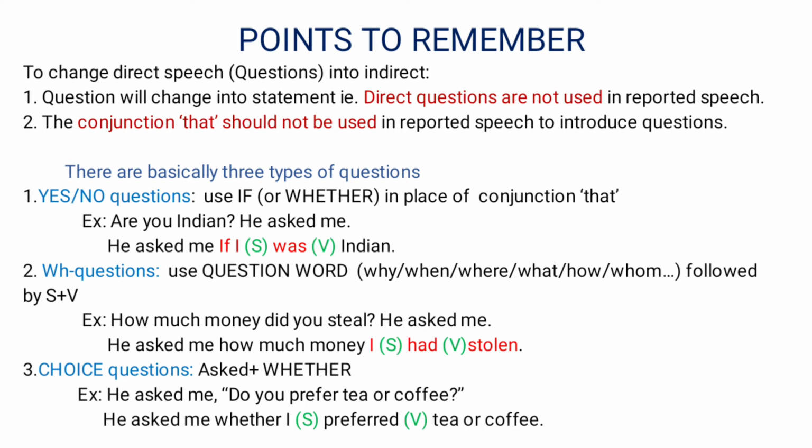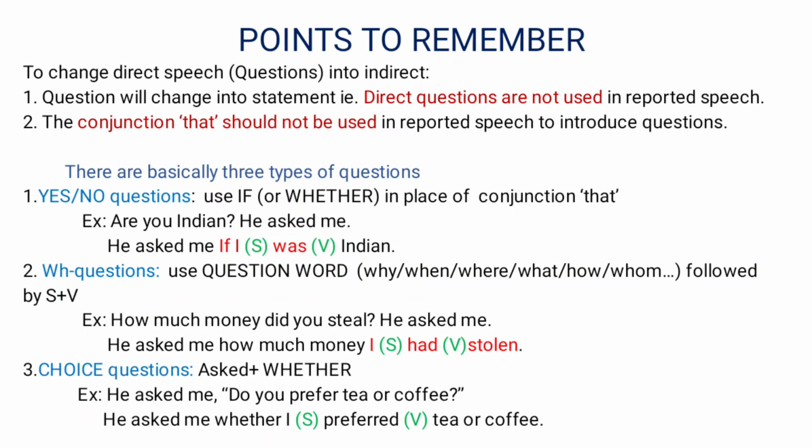Are you Indian? If somebody is going to ask you, are you Indian? So, what would be your reply? You would answer this question as yes or no. So how to report these types of questions? To report these types of questions, we use if or whether in place of the conjunction that. He asked me if I was Indian. So this is the correct way of reporting yes no questions. Simply use if or whether and do not use the conjunction that.